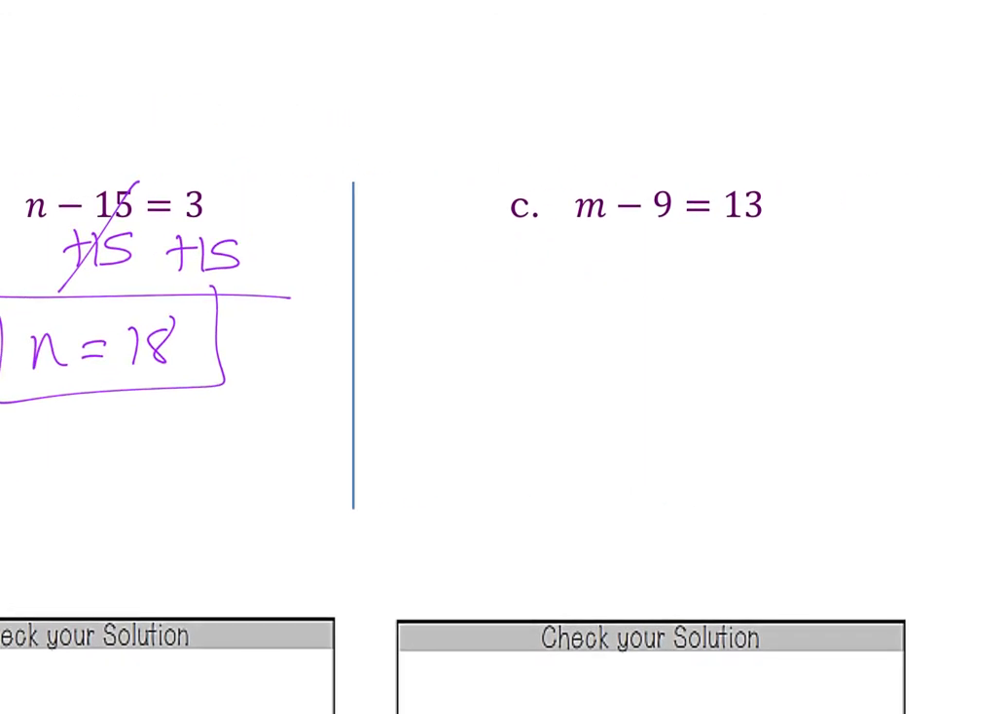M minus 9 equals 13. What did we get rid of? The 9 by doing what? Adding. So we're going to add 9 to both sides. 13 plus 9 gives us 22.